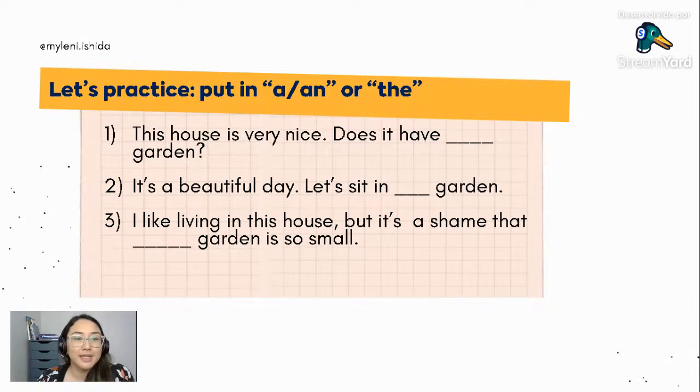This house is very nice. Does it have garden? Number 2, it's a beautiful day. Let's sit in garden. Number 3, I like living in this house, but it's a shame that garden is so small. So you have to complete with the indefinite article or with the definite article. Okay, I'm going to give you 1 minute.